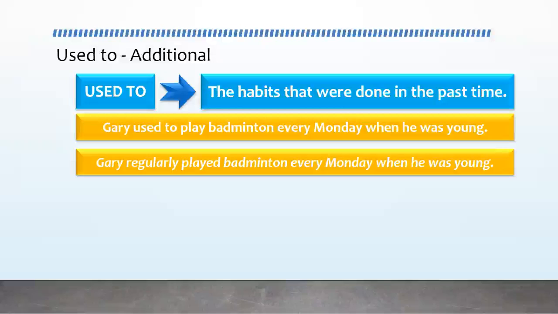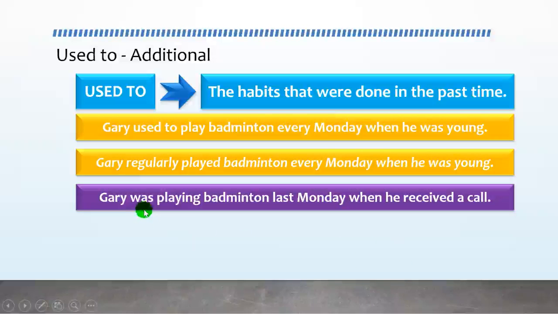There is no clear information of whether Gary is still playing badminton or not at the present time. However, from the sentence, we can conclude that Gary does not play badminton anymore, because "used to" shows the habit of what he did in the past.